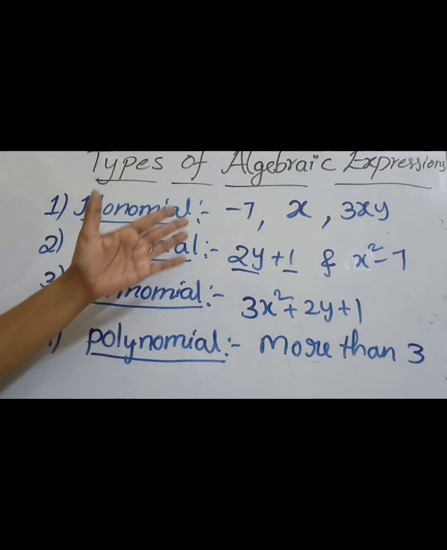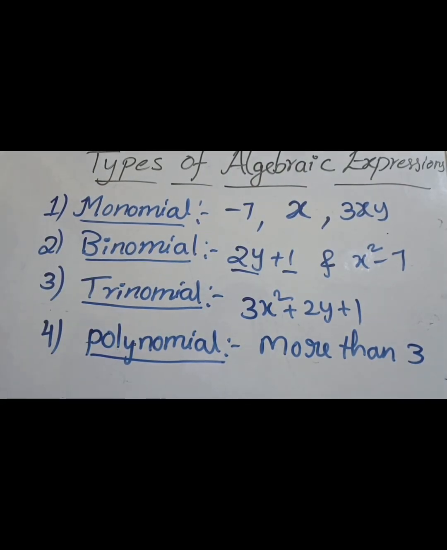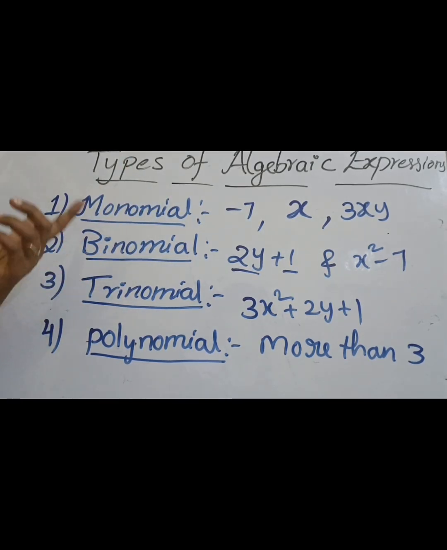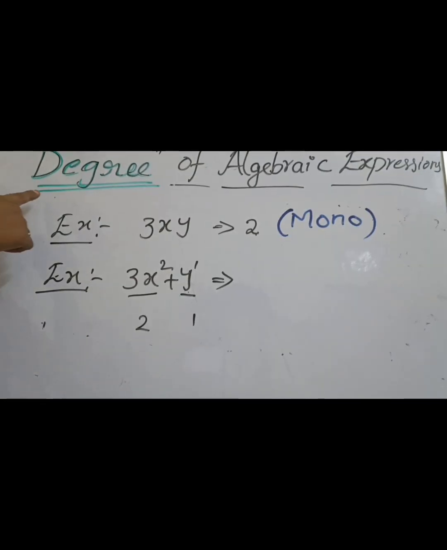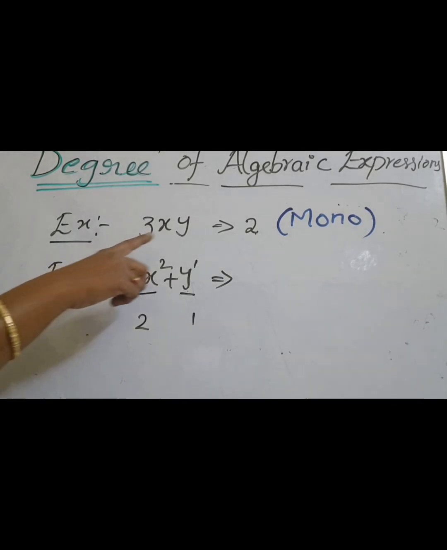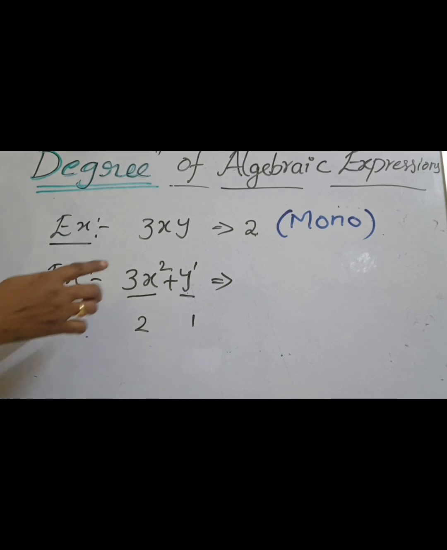How to say what is the degree of all these expressions. Now first we'll see how to find out the degree of monomial terms. Before going to find out the degree, first of all, what is the degree? I'll tell you. Next concept is degree of algebraic expressions. First we are going to find out the degree of a monomial term. Degree is nothing but, see, with this example I'll explain clearly.